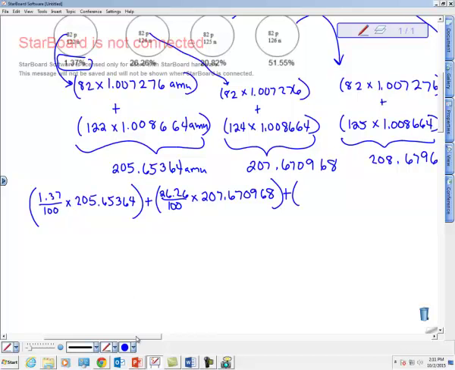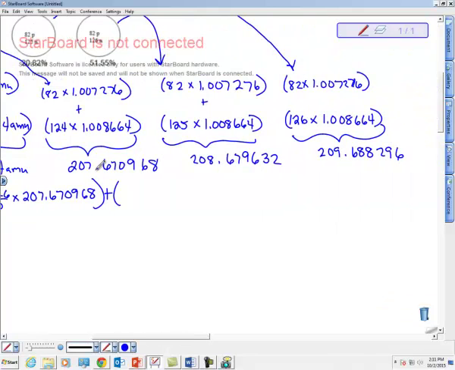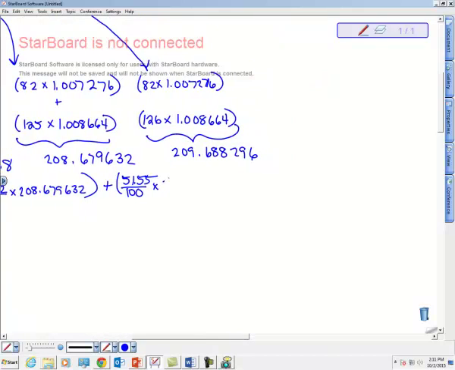Let me move over a little. This one is 20.82% divided by 100 times 208.679632, and that last one, 51.55% divided by 100 times, running out of room again, hold on, 209.688296. There it all is.